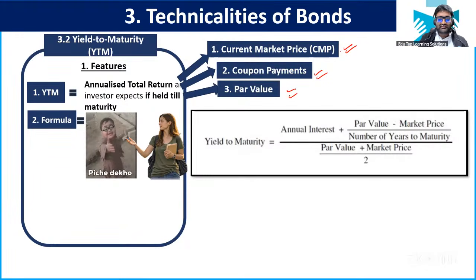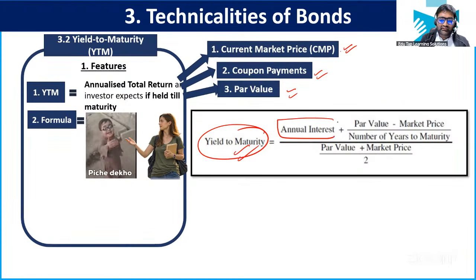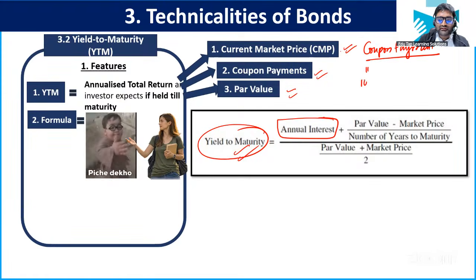So anyway, here is the formula. Okay, the major big formula has come here. Yield to maturity is nothing but annual interest. Okay, so in 1 year, what is the coupon payment that you are going to get? Because we need to have a look at the payment that is happening in 1 year. As far as our example, 1 year the coupon payment was 100, isn't it?